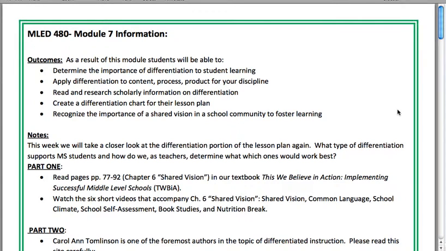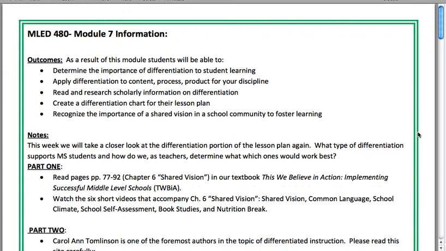Hi, future teachers. In Module 7 and Week 7, we're going to focus on two main ideas. The first one is differentiated instruction, and the second one is how important it is for a school community to have a shared vision to help foster learning in adolescence.